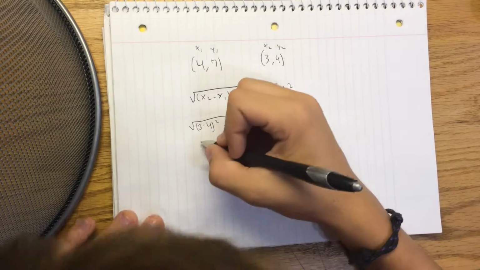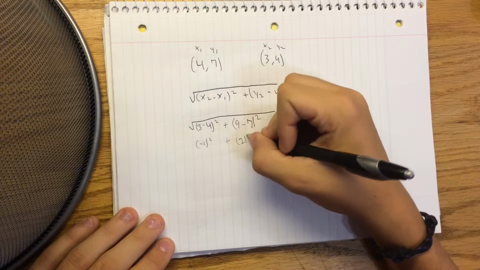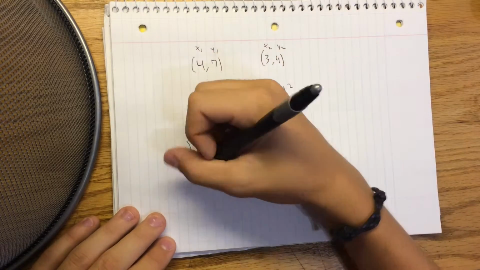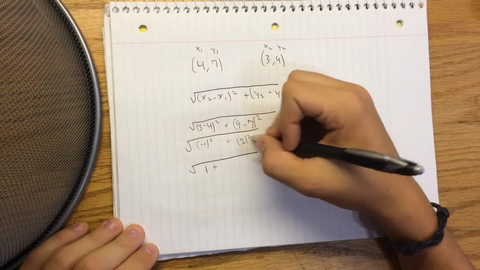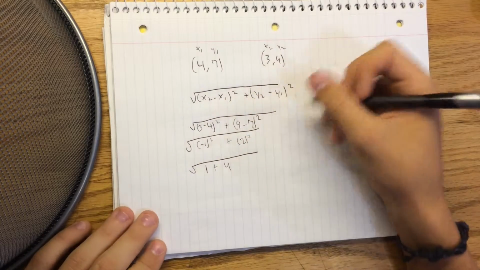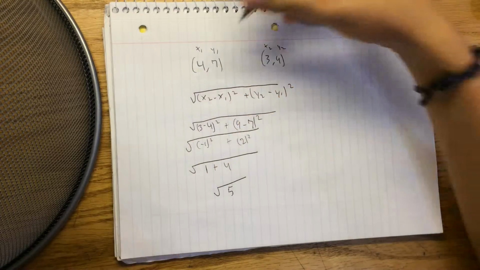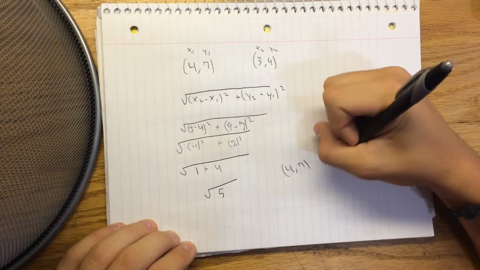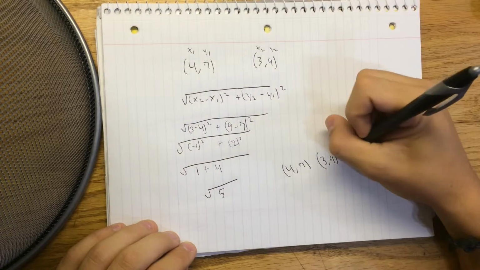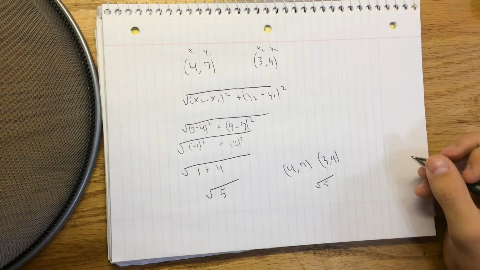Now what's 3 minus 4 is negative 1, parentheses squared, plus 9 minus 7 is 2, parentheses squared. Keep the radical, put another radical, that is still 1, plus 2 times 2 is 4. So here, the distance between these 2 points here, 4, 7, and 3, 9, is root 5. That's your answer.